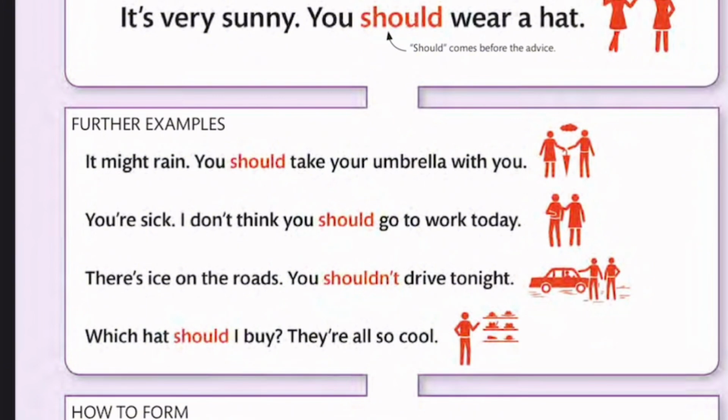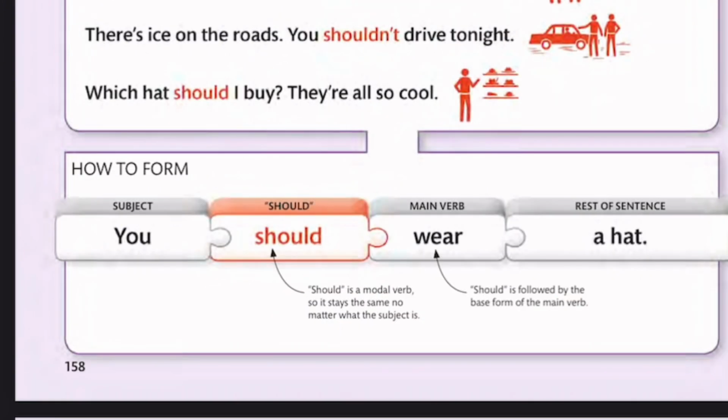There's ice on the roads. You shouldn't drive tonight. Which hat should I buy? They are all so cool. How do we form it? Your subject plus should. Should is the modal verb. And remember, it stays the way it is. It is not shoots. It is not should-ed. No. Whether you are using a plural noun or a singular noun, it stays the same. Then we have your main verb. Should is followed by the base form of the main verb.